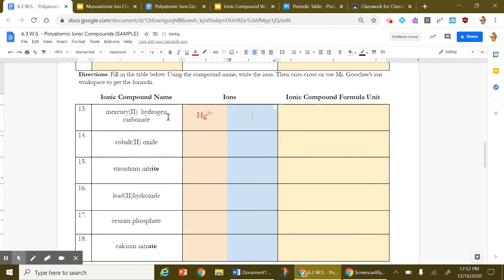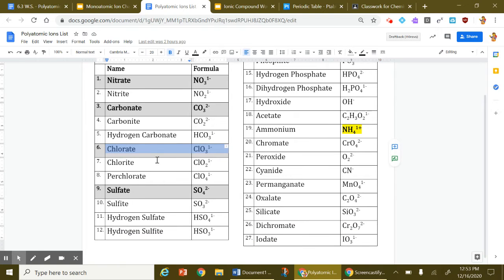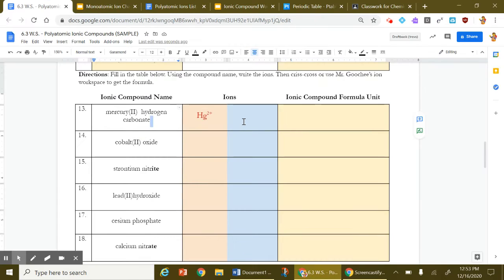Now, hydrogen carbonate. This is a polyatomic ion. You can tell because it's got that ate or ite ending. They usually are almost always polyatomic. So hydrogen carbonate. Let's take a look at our polyatomic list. Here we go. Hydrogen carbonate, HCO3 1 minus. I'm just going to copy this and paste it in here.